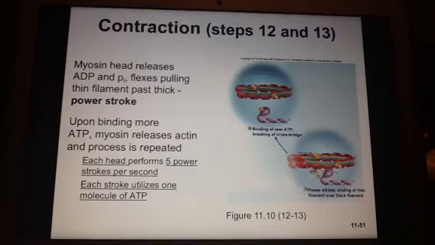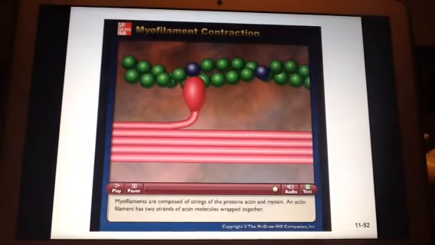I always think of it kind of like pulling a rope, hand over hand. It is creeping on over, moving along that actin. Again, absolutely watch all these animations and other animations. All the animations you can find will help this become much more understandable.